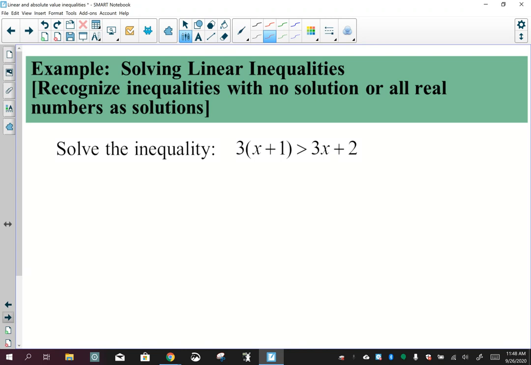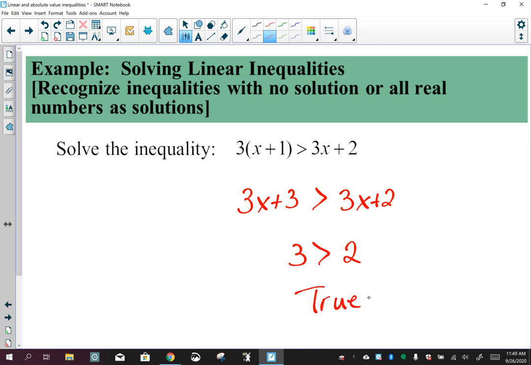So let's take a look at what I'm talking about. Here's your problem. We're just going to solve this as normal. I'm going to distribute my 3 here, so I get 3x plus 3. That's going to be greater than 3x plus 2. When I move my 3x's over, I cancel out my x's and I'm left with 3 is greater than 2. This is a true statement. So what that means is that if I'm looking at interval notation, I have all real numbers as an answer.